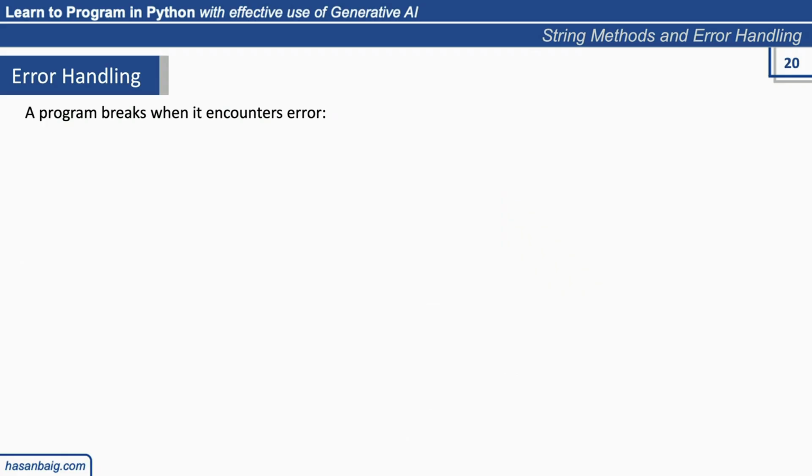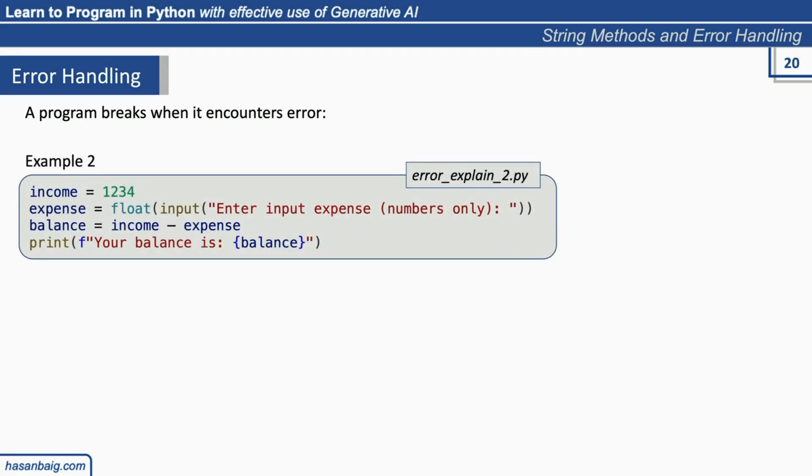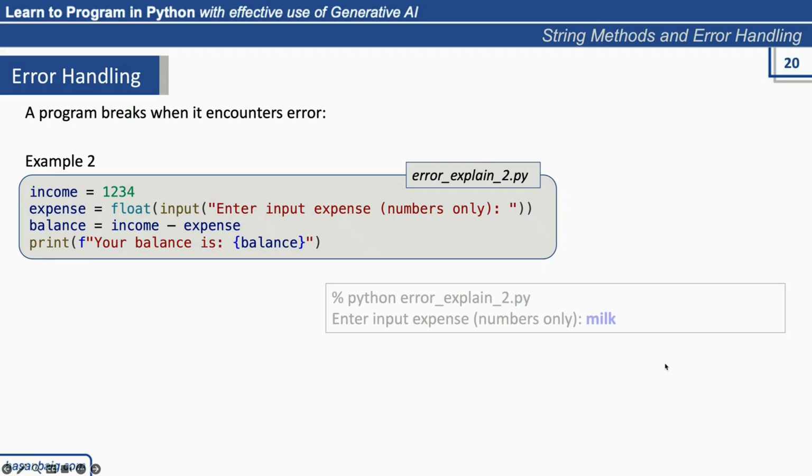Let's take another example. Let's say we figured out our problem and we fixed it by transforming the input into a float. Okay, and this is how we have been doing. Let's say we run the program again and we specify this input. Now what do you think? What kind of output you will get?